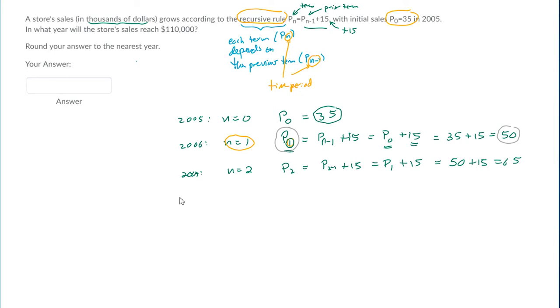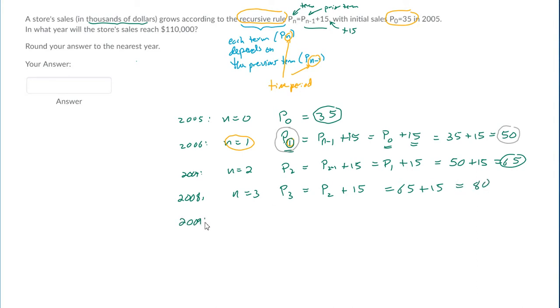All right, I'll do one more with you. So at 2008, that's n equals 3. P3 is going to be, and I'm going to shorten this a little bit, the previous value plus the 15. What's the previous value? 65 plus 15, which is 80. I'll just go ahead and finish this up for you.